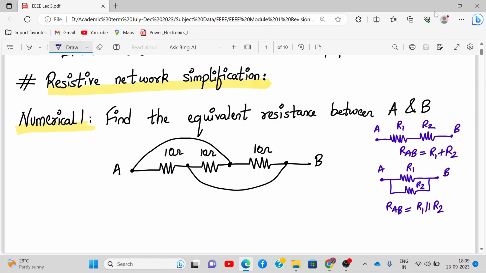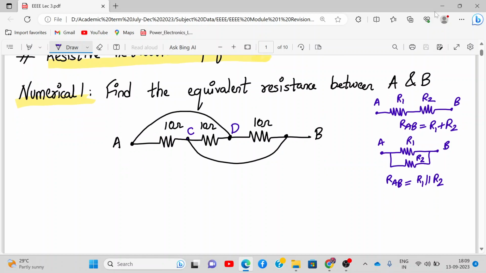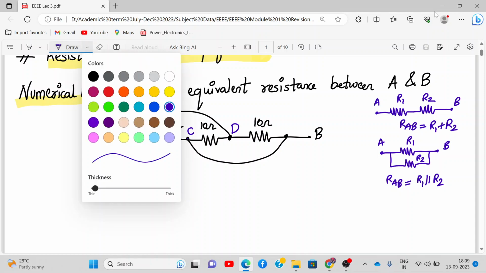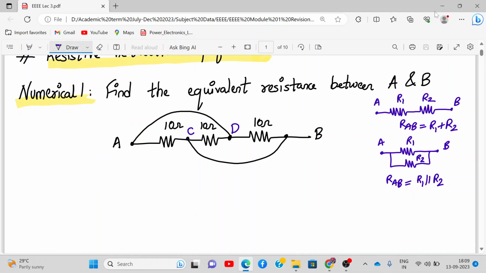So what we do is let us designate certain nodes. Let us call this node C and this point D. All right. So this is A, B, C, D. And let me redraw the circuit as follows. So if this is A, this is B. Let me mark D over here, and let me mark B and C over here. All right. Now let's connect the other resistors.